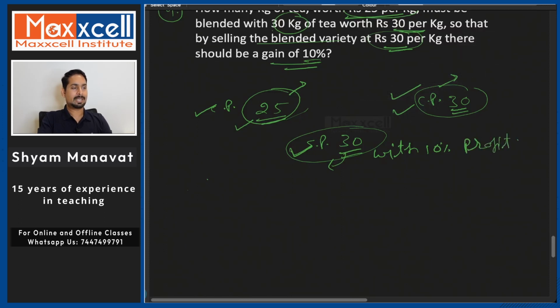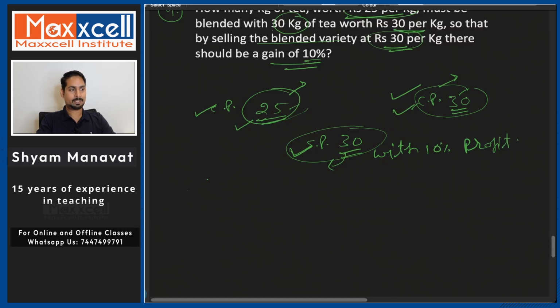So I can increase these two also by 10% profit. I can also apply 10% profit here and make them also into the selling price, so that all of them will be in the same form. So look at this. If I increase by 10%, what is 10% of 25?